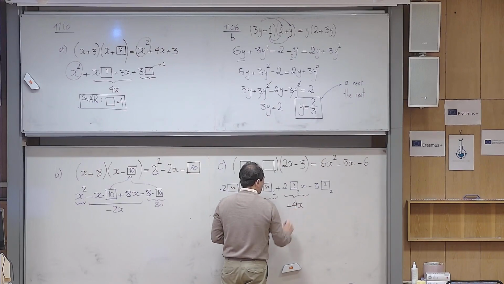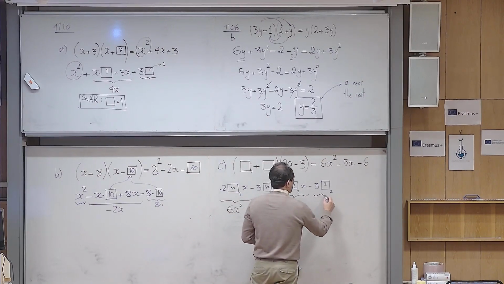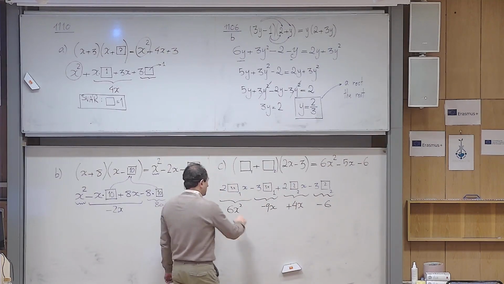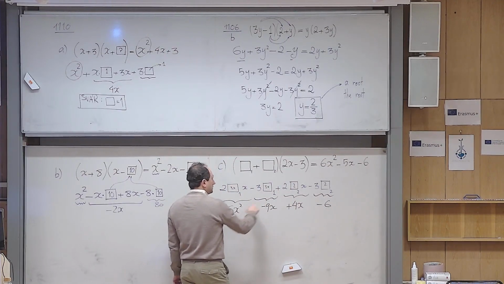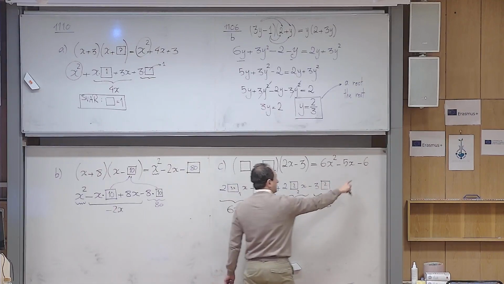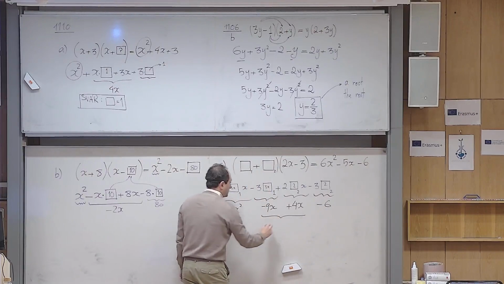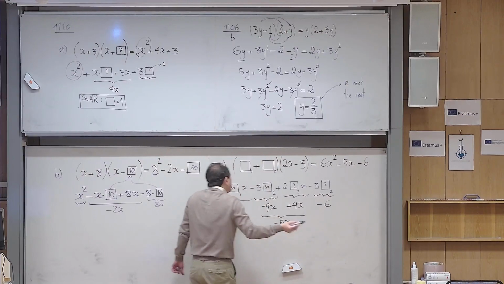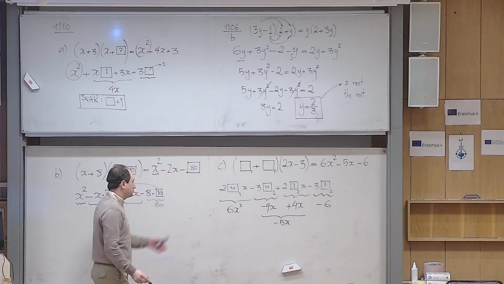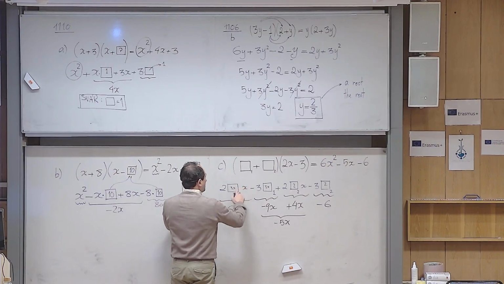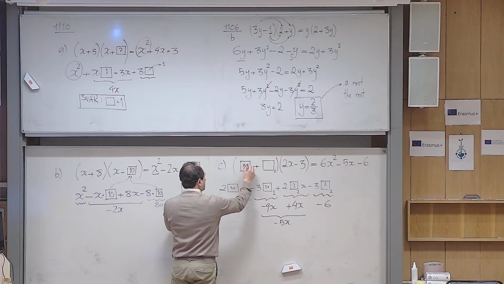Plus 4x. Very good. And what happens? Very good. That's enough. Because now I have 6x squared. I want minus 6. And then I realize what is the answer here? Minus 5x. So everything is in order. And I will not ask you how could you find that. That's good. Completely enough.